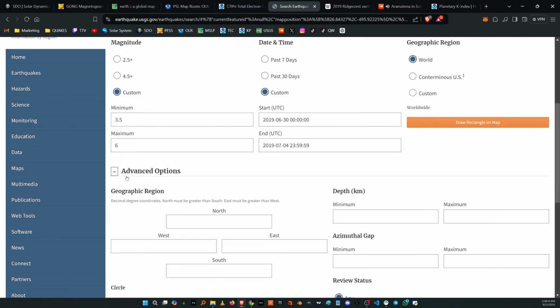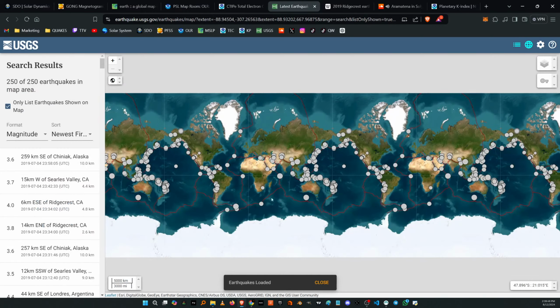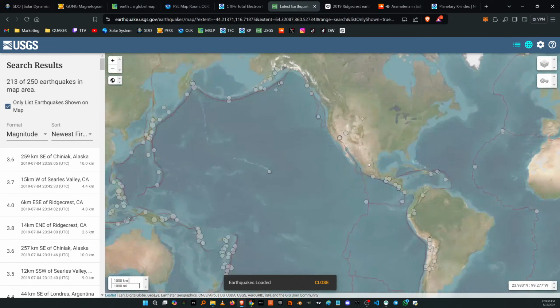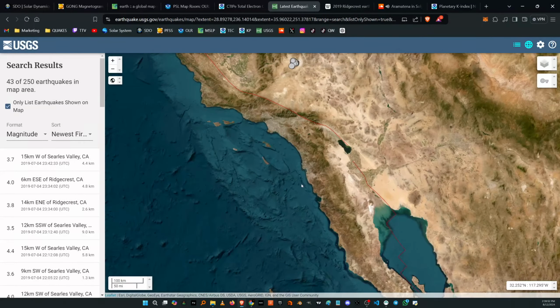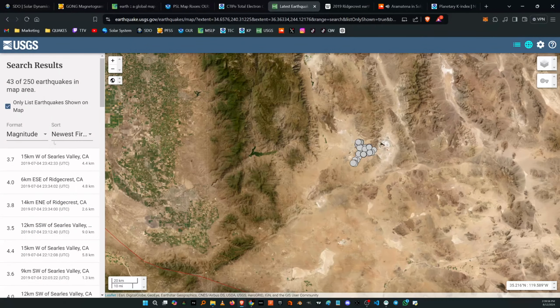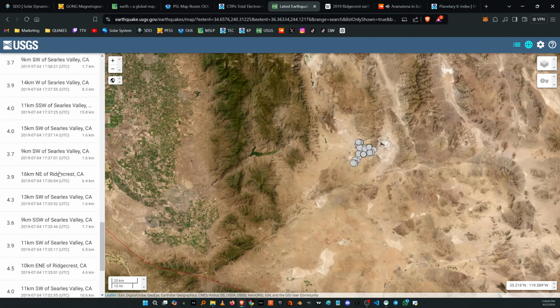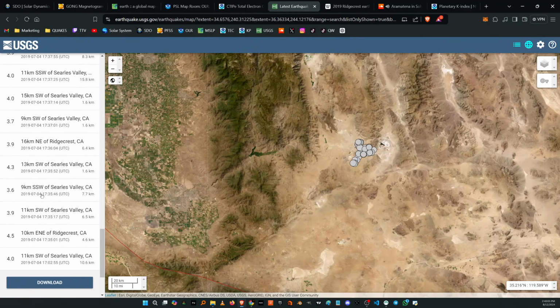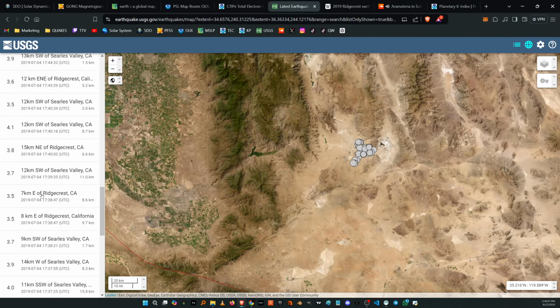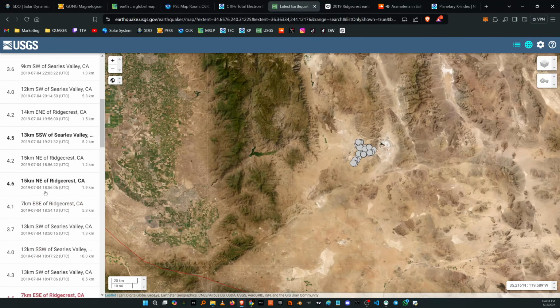We don't need, do we want depth? Okay, we don't have depth. Good. Now what it's going to do is just show us what happens. So let's zoom into what happens. So if you look, we'll go to newest first. So this is July 4th. Look at all these earthquakes at about 4 magnitude, 3 magnitude. Look at all the shaking that happened.